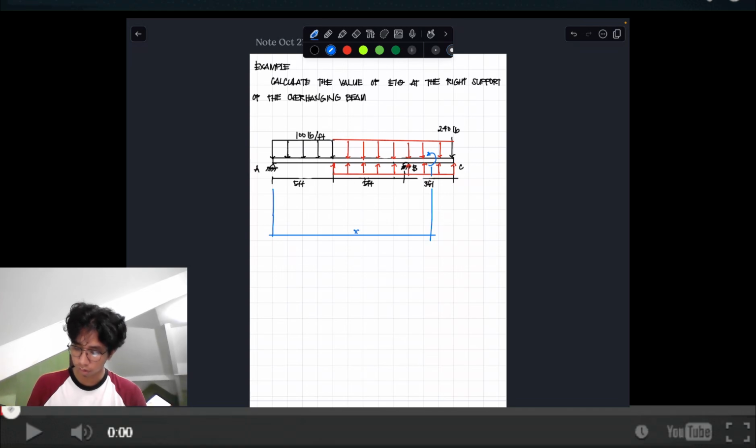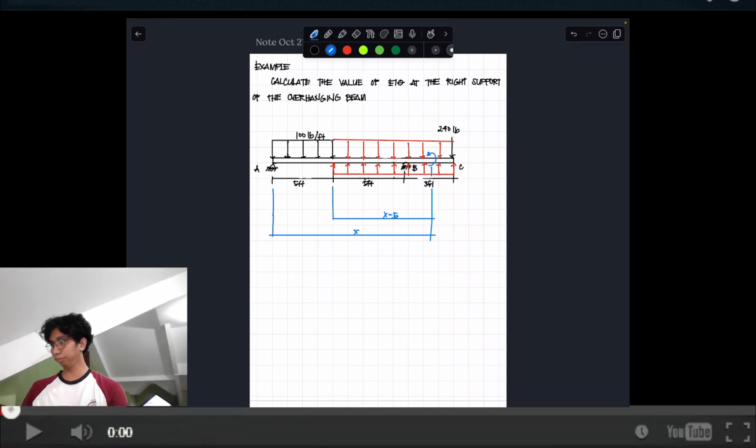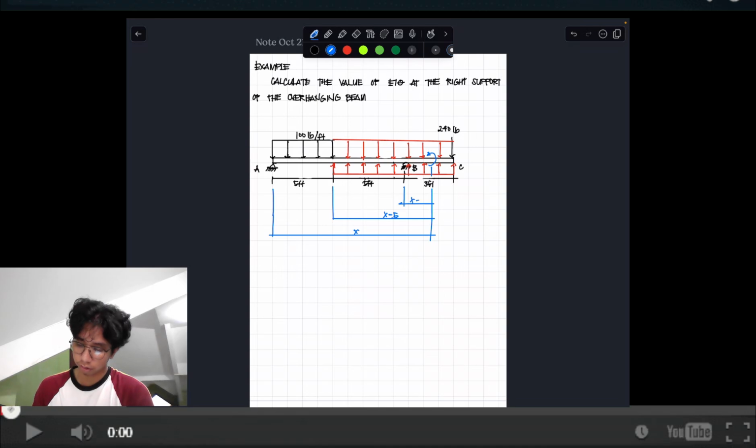This will be our X. And next will be X minus 5. X and X minus 5. And then we will add 5 plus 5. This will be X minus 10. And next natin is we will determine our reaction at A and our reaction at B. This will be RA and this will be RB.